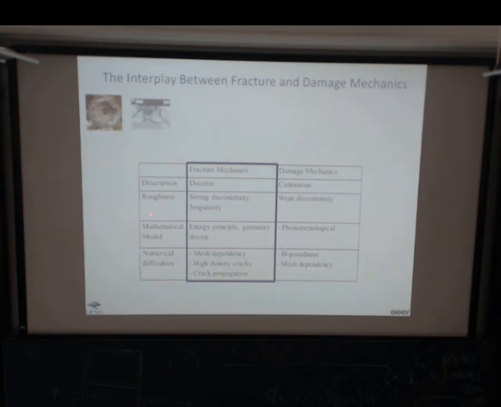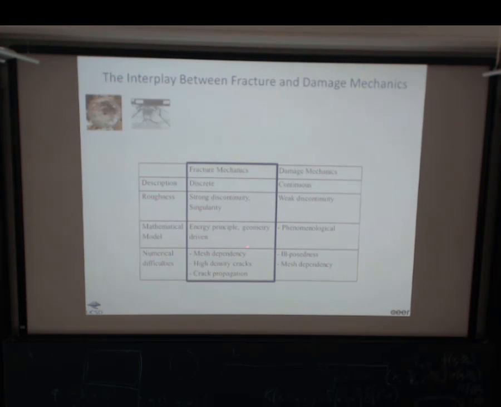The mathematical models for fractional mechanics are based on energy principles, for example, the Griffith energy. Things like that are very much geometry driven, as I said, depending on the crack size, the crack orientation, the crack tip location, the distributions. And you have to model every single one of them.